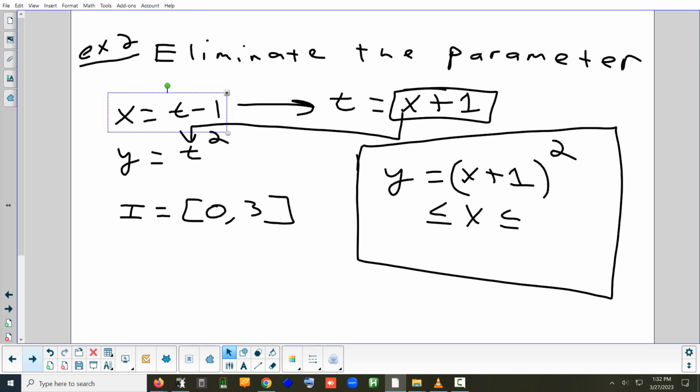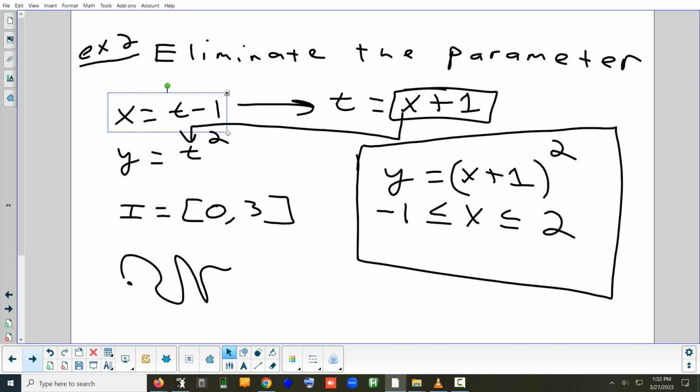So what would I plug in for t to find where this graph is going to start? 0. And what's 0 minus 1? -1. So this is going to start at an x value of -1. It's going to do a bunch of stuff. Who knows how it's going to get to the endpoint? But now I need to know where it stops. What number do I plug in to see where it stops? 3. And what's 3 minus 1?